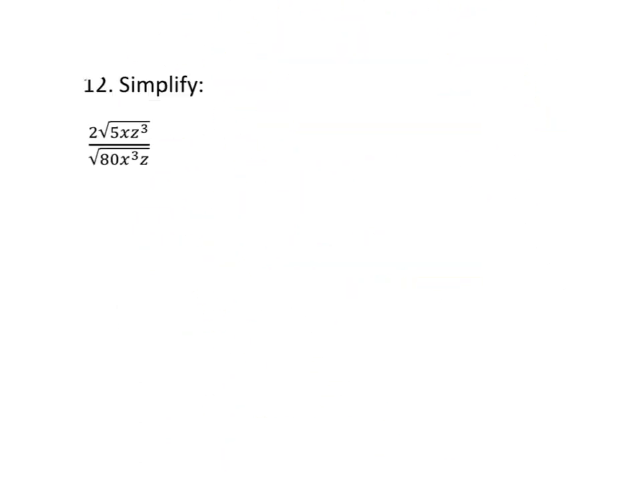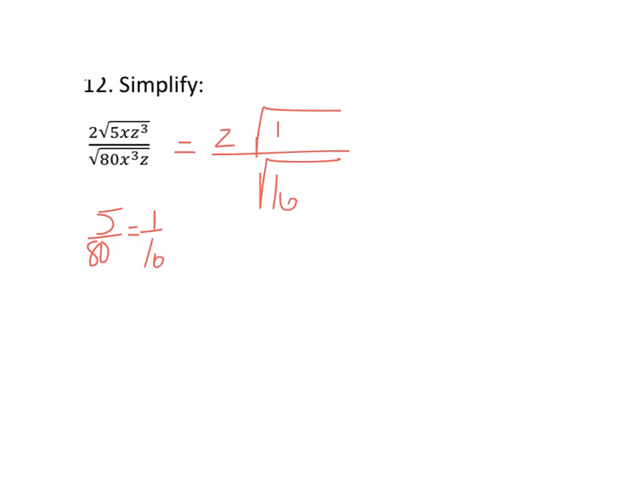Okay, this one's a division problem. So what I usually do is I think about the insides, and I draw my two radicals. So I think to myself, can 5 divide by 80? And that is true. So if you go to your calculator and just type in 5 over 80, it reduces to 1 over 16. So that's what I have for my numbers right now. And they're still inside the radical, but at least we simplified them.